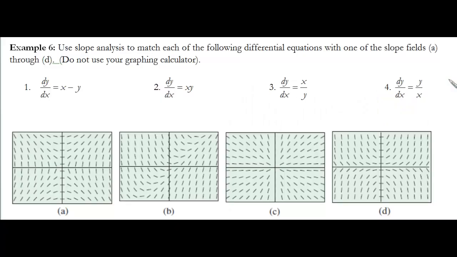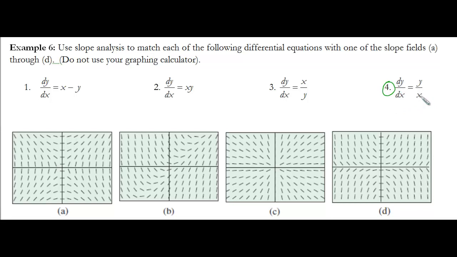Alright, so for this next example, we need to be able to match up 4 different differential equations with the proper slope field. There is really not a definite science to this. This is just kind of trial and error. You have to look at it and try different points and see which ones make sense. There are some general rules here. So for instance, maybe we'll start with number 4, because that looks like it would be the easiest one.